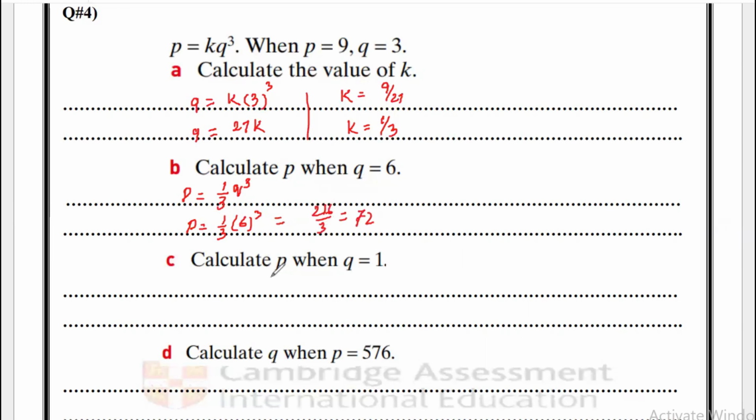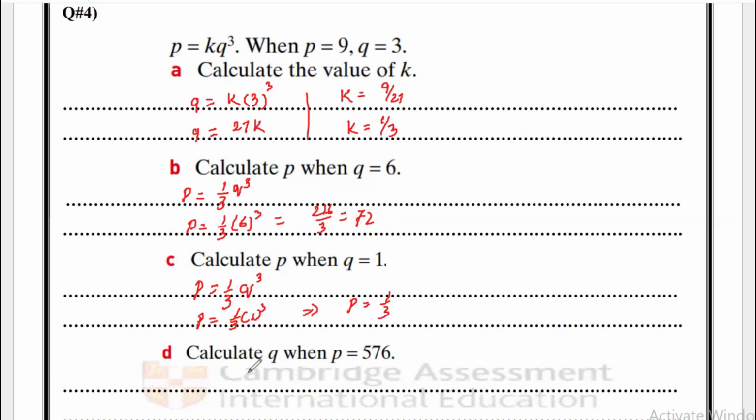And next we are looking for P when Q is 1. Again, the equation is the same. P is equal to 1 over 3 Q power 3, and now Q is 1. So 1 over 3 into 1 cubed, that means P is equal to 1 over 3.